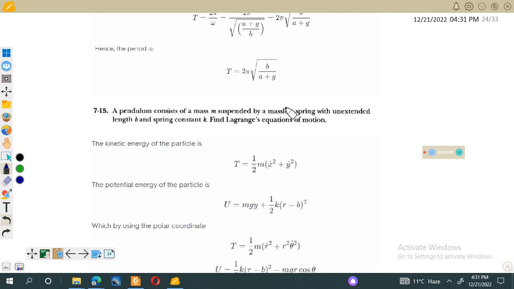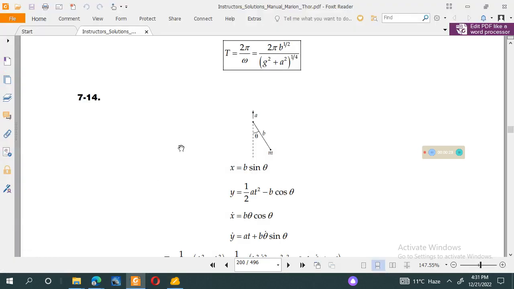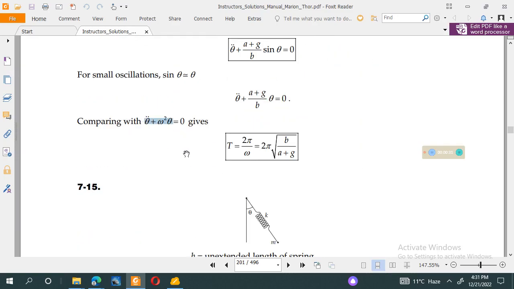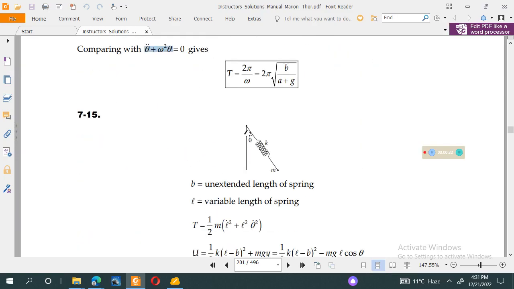In this lecture we will discuss the solution for problem number 7.15, which says that a pendulum consists of mass m suspended by a massless spring with an unextended length b and spring constant k. Find the Lagrange equation of motion.